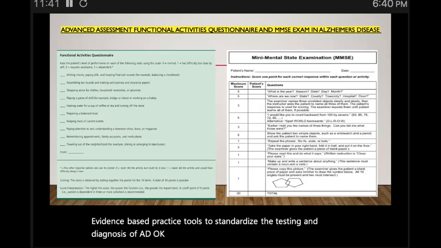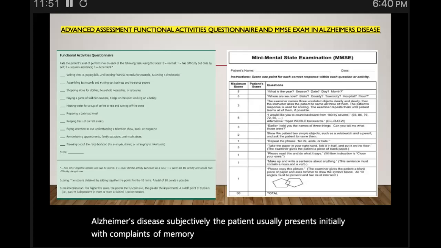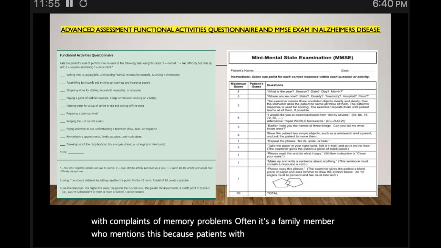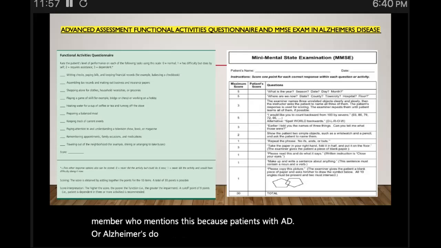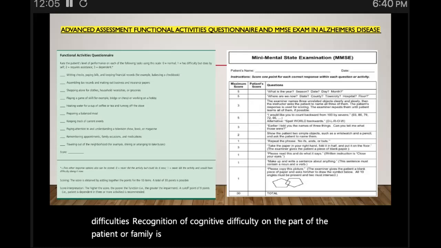Keep in mind, in terms of the clinical presentation of Alzheimer's disease, subjectively, the patient usually presents initially with complaints of memory problems. Often it's a family member who mentions this because patients with AD or Alzheimer's do not typically have insight into their memory difficulties. Recognition of cognitive difficulty on the part of the patient or family is often related to a change in pattern in the patient's behavior.